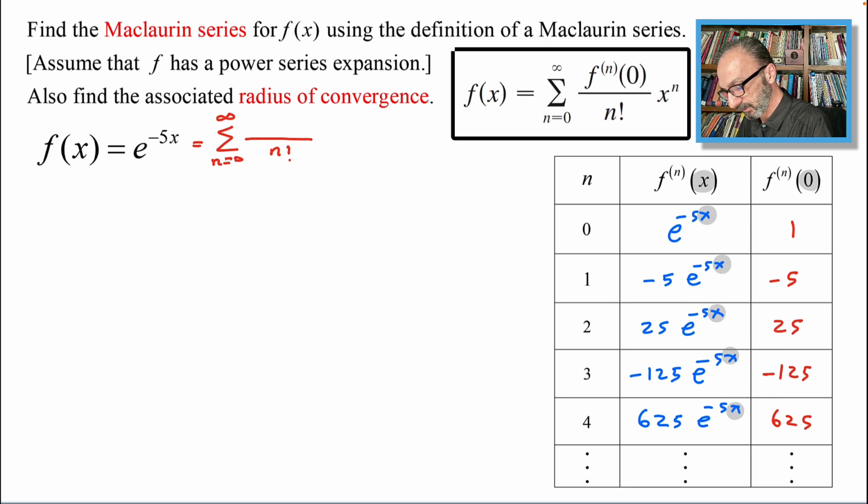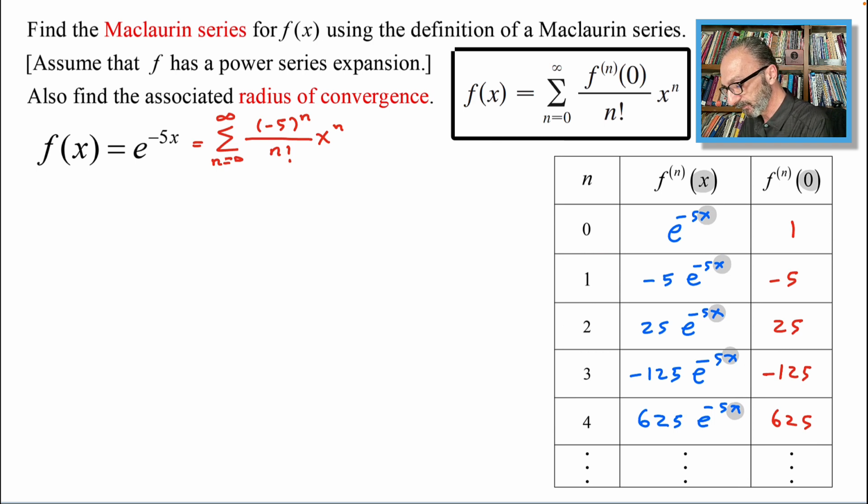over n factorial times x to the power n, and the numerator represents the last column in the table, which is powers of 5, but we need it to alternate, so we're going to write negative 5 to the power n. Let's test it. When n equals 0, I have negative 5 to the power 0, which is 1. That is true right here. And when n equals 1, I have negative 5 to the power 1, and that's negative 5. When n equals 2, negative 5 to the second is positive 25, and so on. So we have it correct.